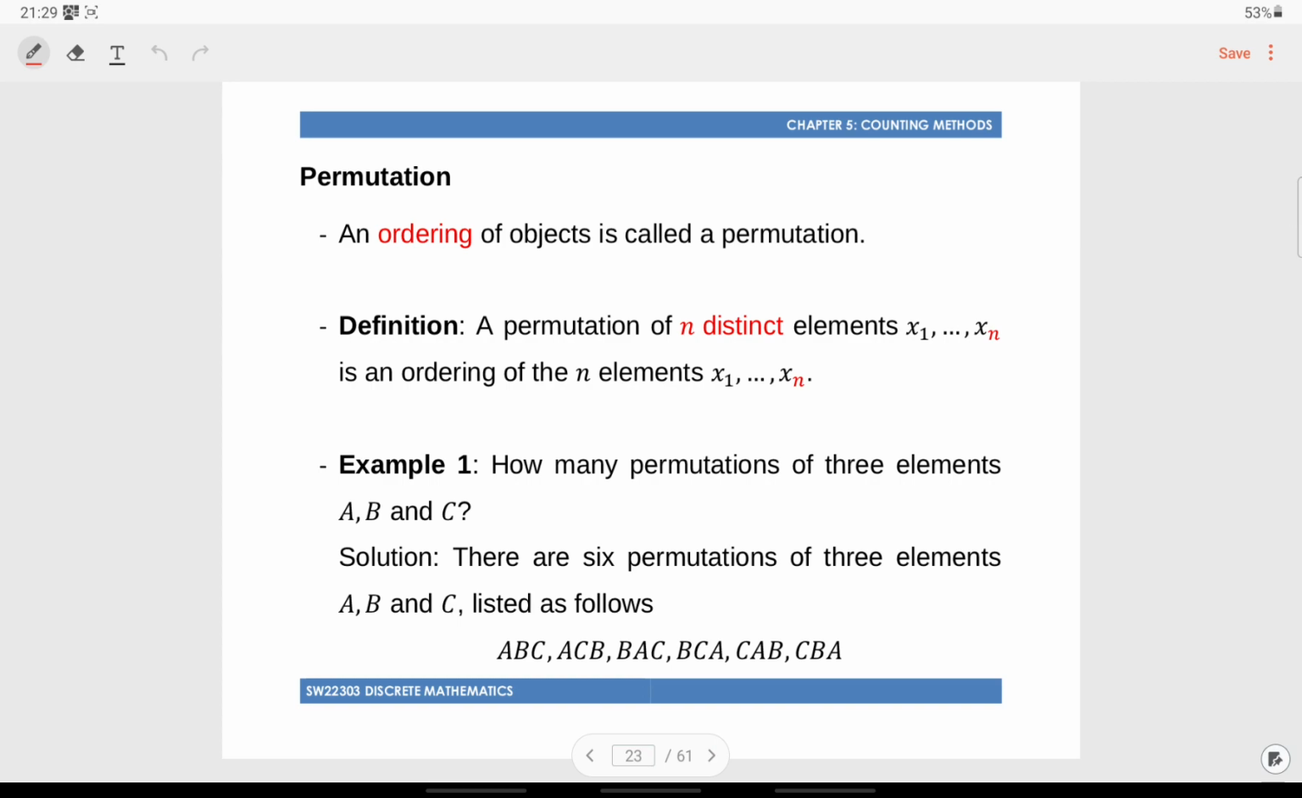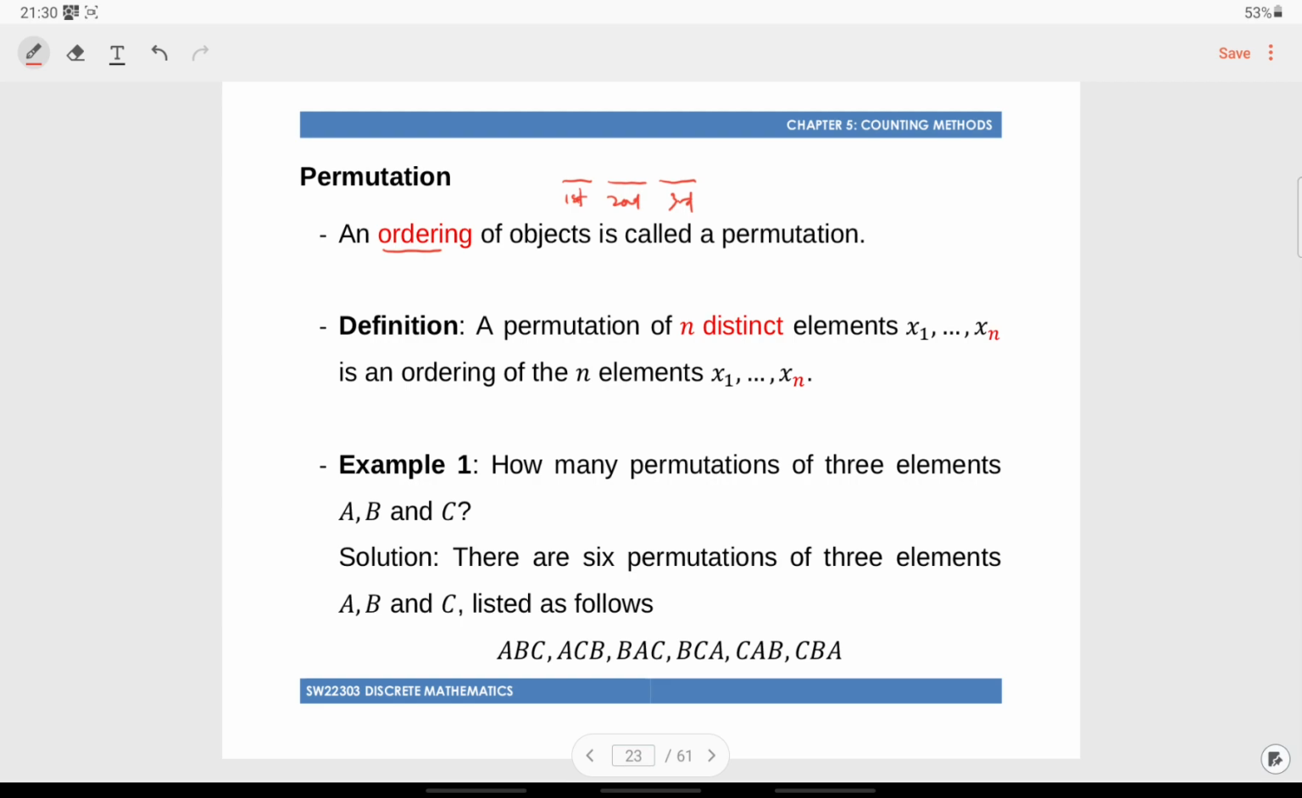Okay, now we move to permutation. An ordering of objects is called a permutation. That means the position of objects: which one is the first element, followed by the second, and also the next element. So the ordering of objects is called a permutation. A permutation of n distinct elements denoted as x1 up to xn is an ordering of the n elements x1, x2, up to xn. That is what we call a permutation.